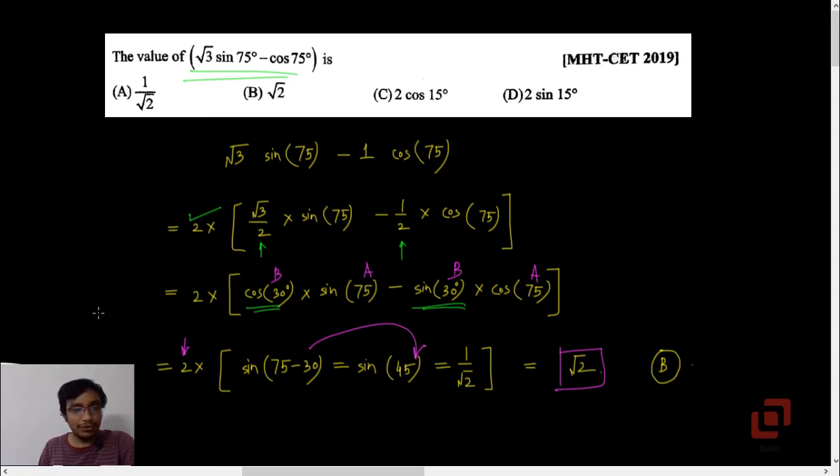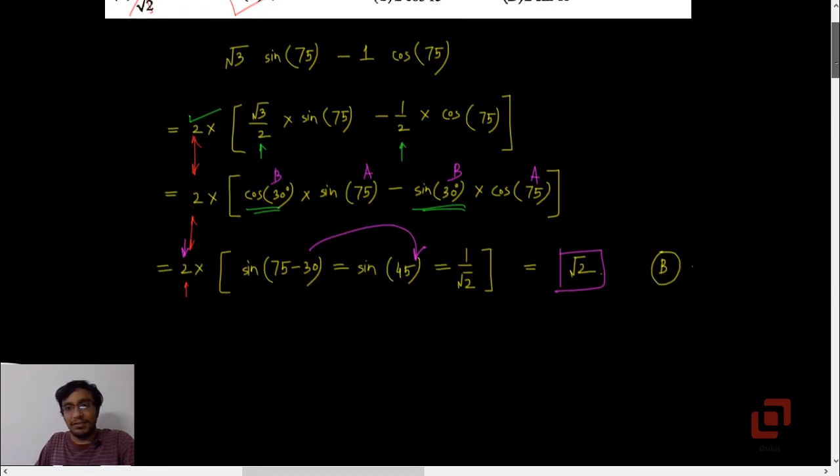Now to confuse you or to trick you, they have also given 1 upon root 2, but that's not right. Don't forget this 2. Although the value of the expression inside the bracket is 1 by root 2, you have 2 as its multiple. So 2 by root 2 will be root 2, option B. Next.